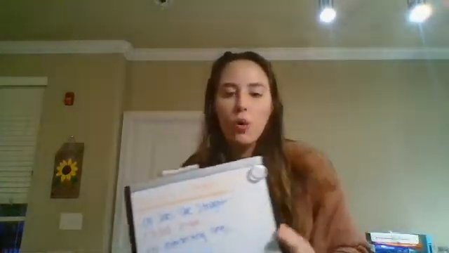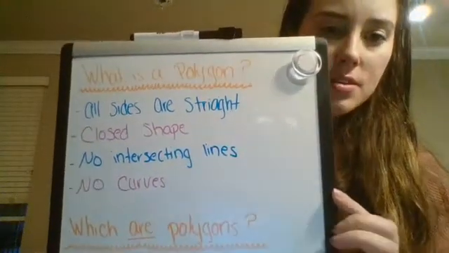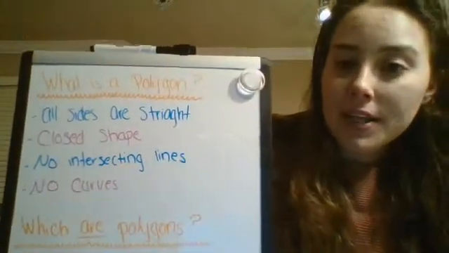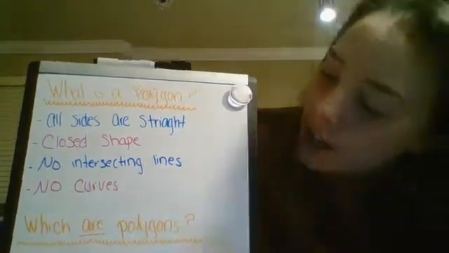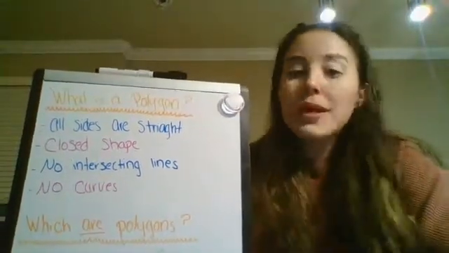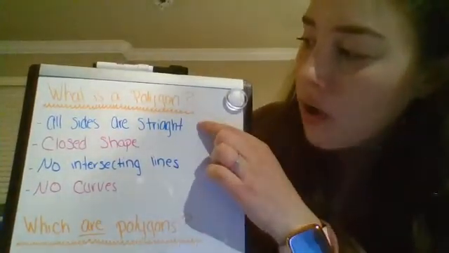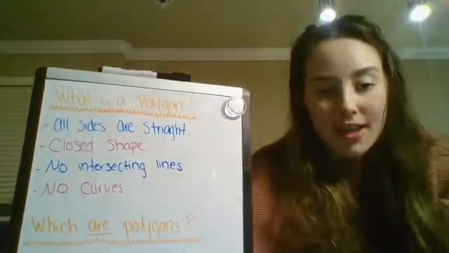Okay, so I'm going to first remind you, and I have my handy dandy whiteboard here. I'm going to hold this up to the camera just so you guys can see this a little bit better. So it says, what is a polygon? A polygon has all straight sides, okay? That means that there are no curves. Just like right here, it says no curves. So like a circle would not be a polygon because it has curves and all the sides are not straight. So a circle is not going to be a polygon.